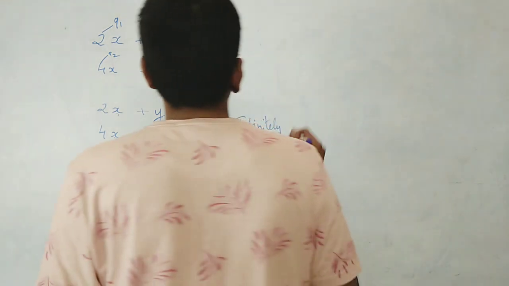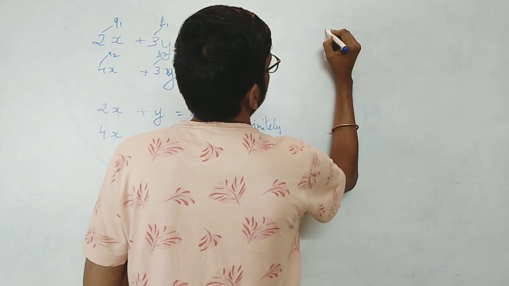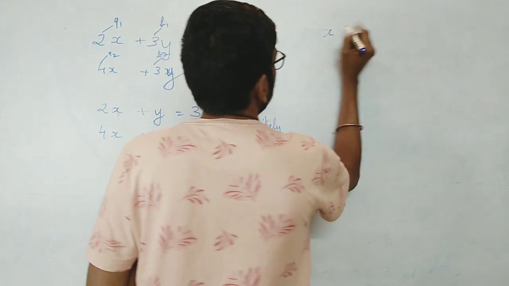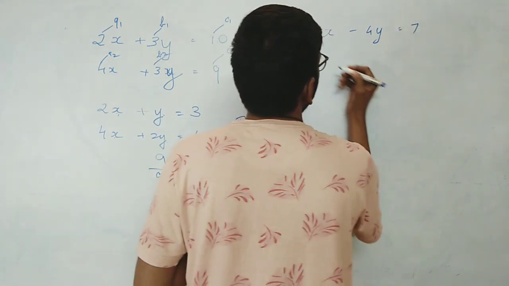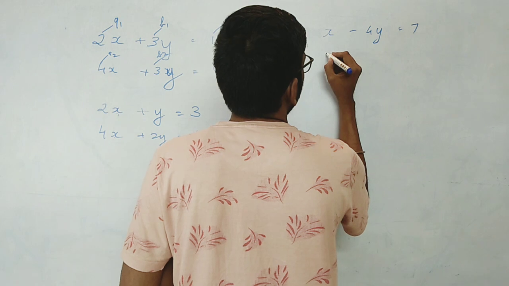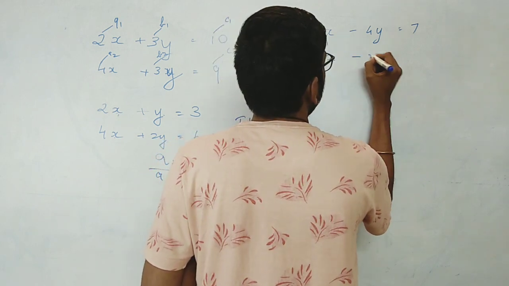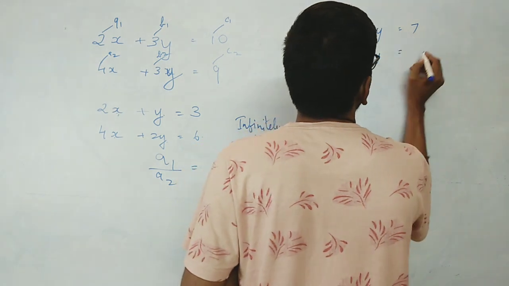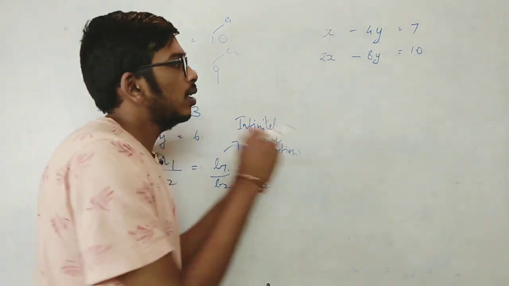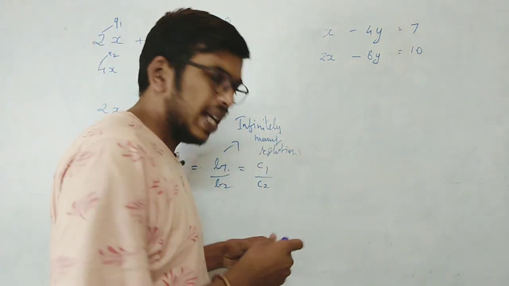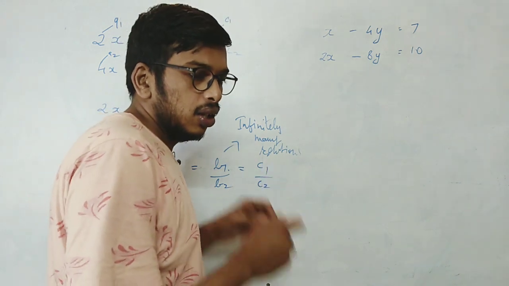So let me give another equation. Say I have x minus 4y is equal to 7 and 2x minus 8y is equal to 10. Okay. This is the pair of linear equations. How? That is this particular relation. A pair of linear equations which has no solution.